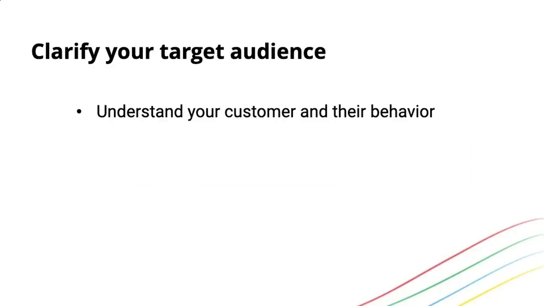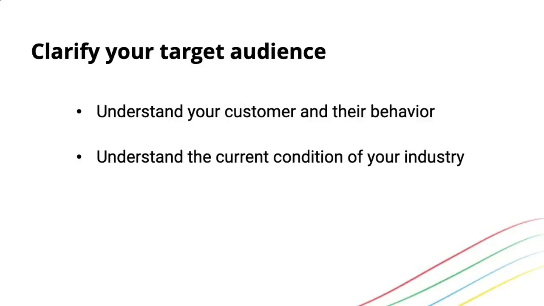So to clarify your target audience, you need to understand your customer and your behavior. So who are they? Are they a particular gender? What are their traits? What are they doing every day? What are their struggles? How are they consuming information? And also understand the current condition of your industry. So what is lacking? What's already being met? Where can your niche be? So looking through competitor web pages, product reviews, customer complaints, social media, all of these things can help you find trends and seasonality to this.